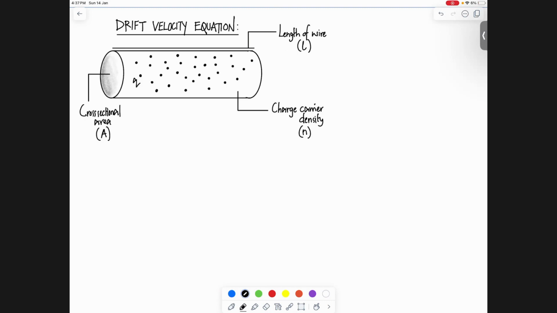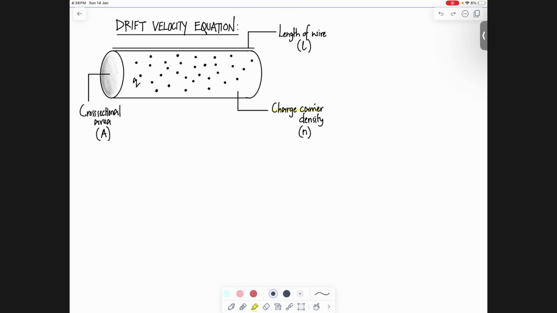Next is the length of the wire. That's pretty straightforward. What is Q here? Q is the charge of every charged particle here. So every dot that you see here is a charged particle, and their charge is Q. All right, now listen to this carefully, and this is important. Charge carrier density. What does charge carrier density mean?